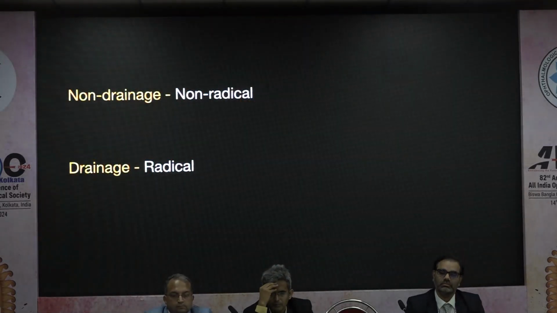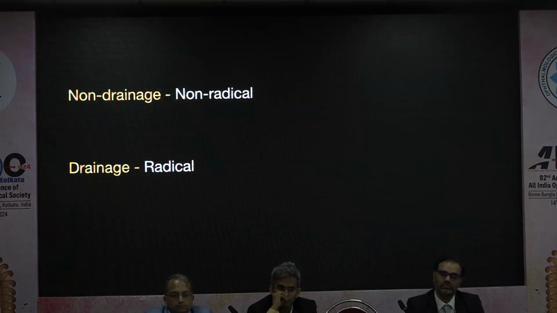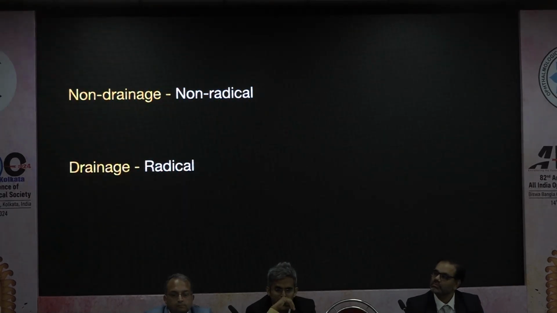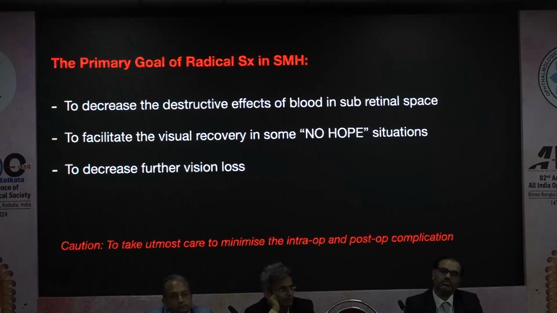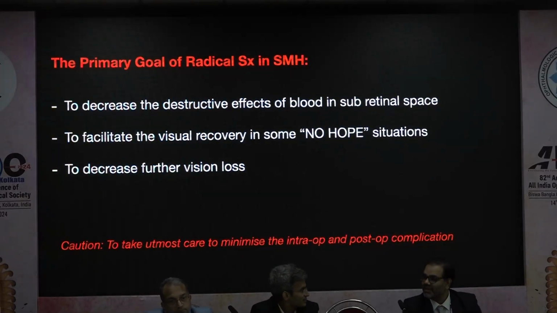So for me, non-drainage is non-radical, but drainage is radical. Even when we are going for the retinectomy, with or without RPE coated patch graft transplantation, these are absolutely radical surgery. So the primary goal of radical surgery is, number 1, to decrease the destructive effect of blood in the subretinal space. Number 2, to facilitate the visual recovery in some almost no hope situation and to decrease the further vision loss.